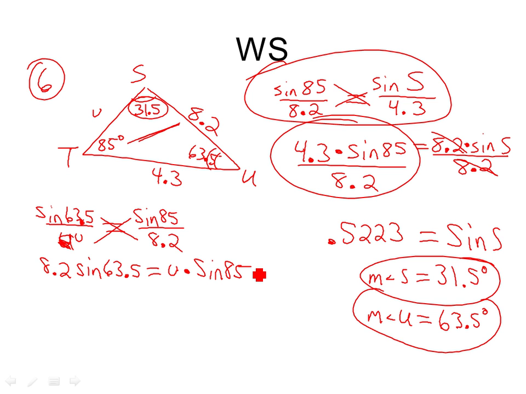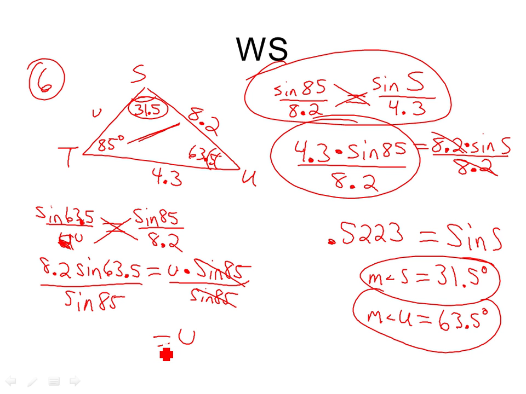We're trying to get this variable u all by itself. What do we have to do? Divide by what? Sine 85. If I divide that by sine of 85, then I have to divide this side by the sine. Pen's only working about half the time. These cancel out. We're left with little u. You should be able to punch all that right into your calculator.